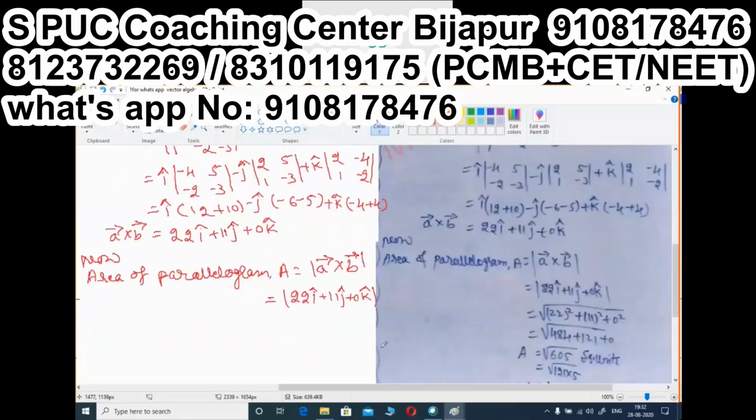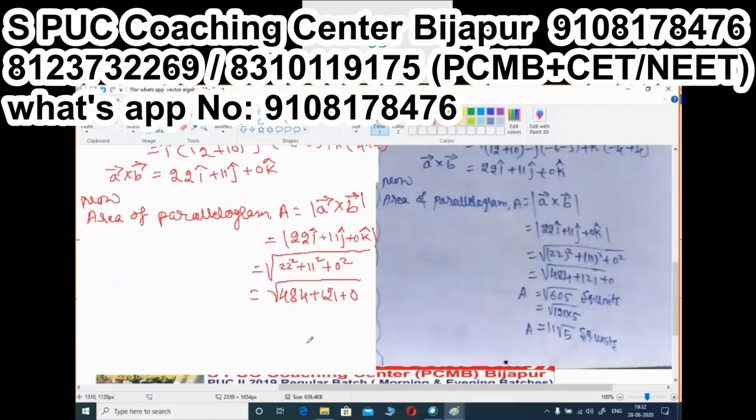So who would like to tell about that modulus, please? Consent to that, root of what it is, 22 square plus 11 square plus 0 square. So 22 square is 484, plus 11 square is 121, and 0 square is 0, of course. So you can simplify that. You are going to get root of 605 square units.